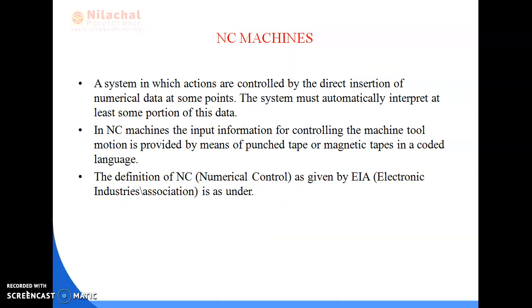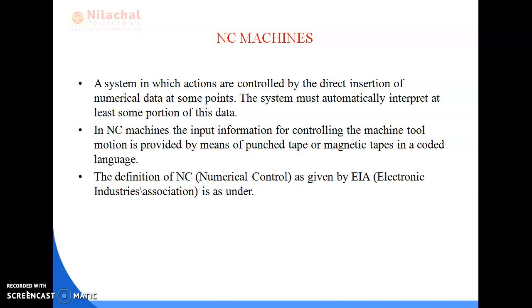First we will discuss here the NC machine. It is a system in which actions are controlled by direct insertion of numerical data at some points. That system must automatically interpret at least some portion of this data. In an NC machine, the input information for controlling the machine tool motion is provided by means of punch tape or magnetic tape in a coded language. The definition of NC or numerical control as given by EIA, that is Electronic Industries Association, is as under.